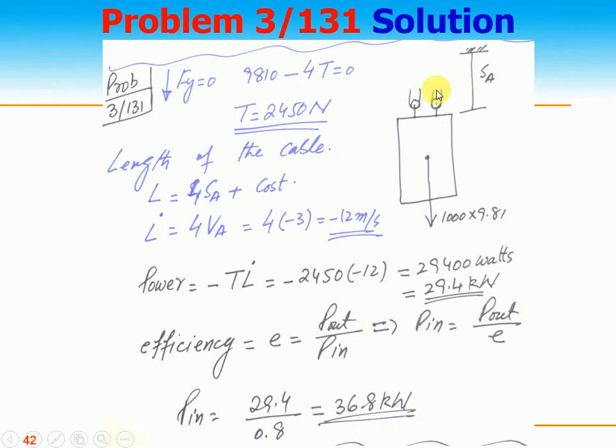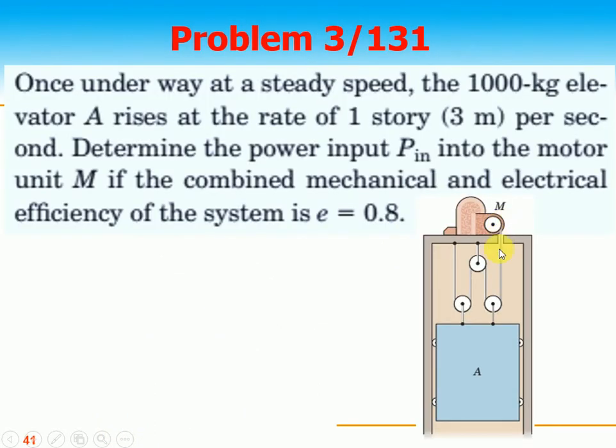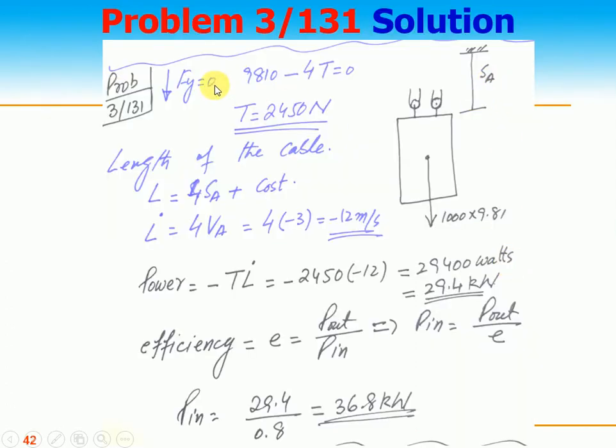These are the 4 tensions, right? And it moved from this point to this point, that is to the height of a single story of 3 meters, right? This is sA. So summation of y is equal to 0, downward movement. Because they say it is moving downward, it is 9810 minus 4T, this is 4T, is equal to zero, so the tension in the cable, one cable, is 2490 newtons.